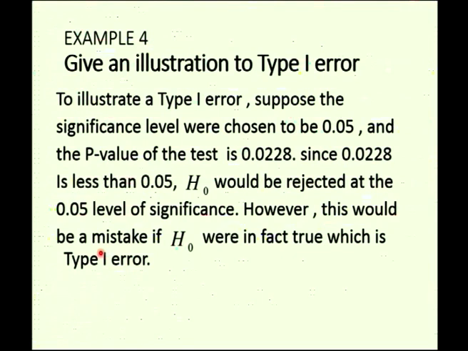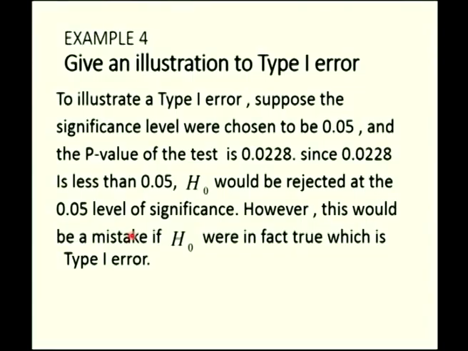So, the example which we are giving for type 1 error is: the significance level is 0.05 and if the test value is 0.0228, H naught will be automatically rejected because the statistic value lies in the critical region, but although it is automatically rejected, when it is true, it is a mistake. So, that mistake is called type 1 error.